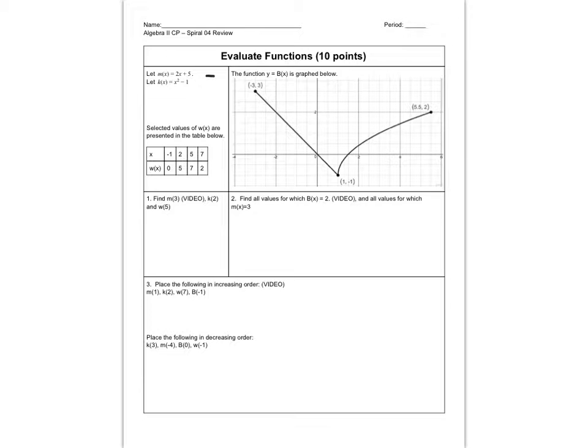That means I'm going to take a look at the equation that is m and plug in 3. So m of 3 is going to equal 2 times 3 plus 5. 6 plus 5 is 11.